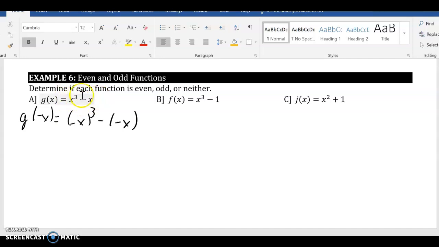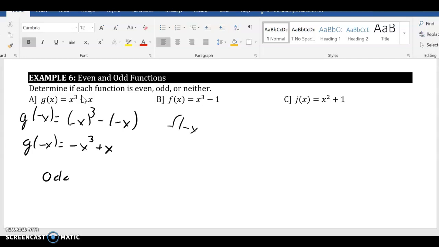The powers are going to be the same, but you're trying to evaluate what happens to the signs. If I evaluate this, it just becomes -x cubed. And if I evaluate this, it becomes x. The negatives cancel. So positive became negative, negative became positive. Both signs changed. This is odd. That's all you're looking to evaluate.